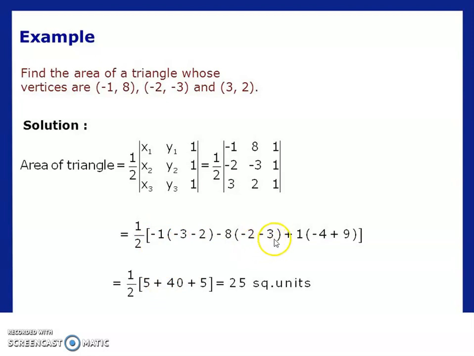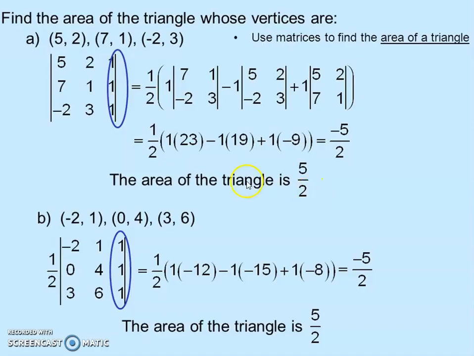Minus 2, minus 3, minus 5. Minus 5 into 8. Minus into minus, that is plus, and 8 into 5 is 40. Minus 4 plus 9, that is 5. 5 into 1, 5. So we have to take the 5 plus 5, it is 10. 10 plus 40 is 50. 50 multiplied by 1 upon 2, that is 25 square units. So in these examples we have to take it just like this.